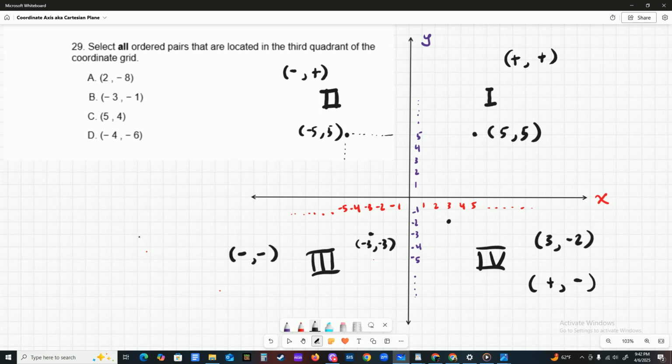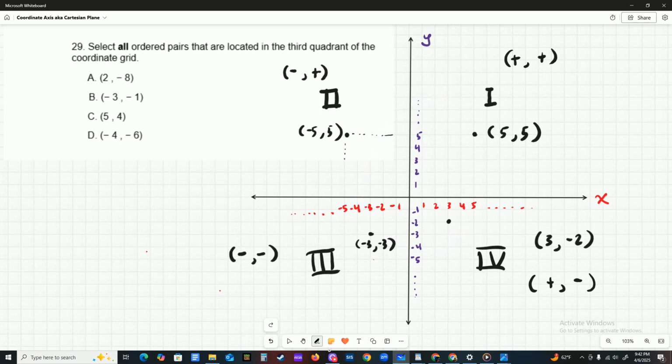Think of it like a backwards clock. If you want to know the order, it goes first quadrant, second quadrant, third quadrant, fourth quadrant. It always goes in this order, like a backwards clock. We call it counterclockwise. So first, second, third, fourth, and then if you keep going, you'll go back to first.